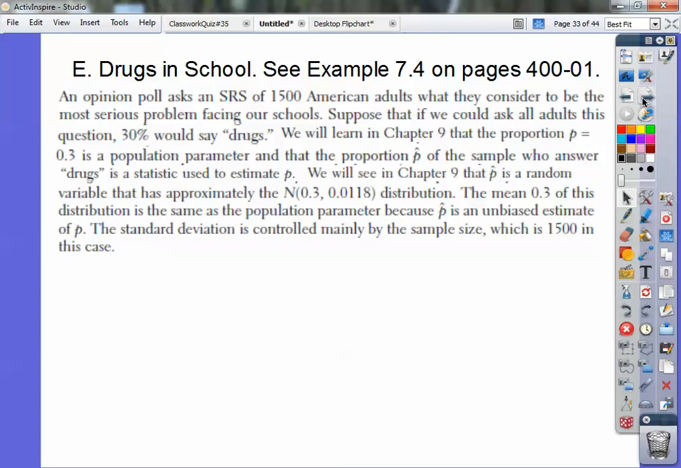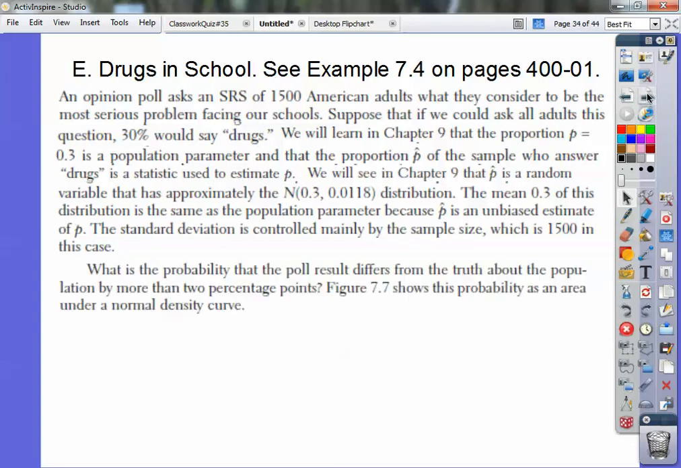We'll see in chapter 9 that p hat is a random variable that has approximately this distribution right there. Don't worry, we're going to learn how to calculate this later. And the mean 0.3 is the same as the population parameter p, okay? So what we're going to do is learn how to calculate this. It's all old school. We've done this before, you guys. Don't let all these big words scare you. They would have when I was your age. That right there, I would have said, blah.